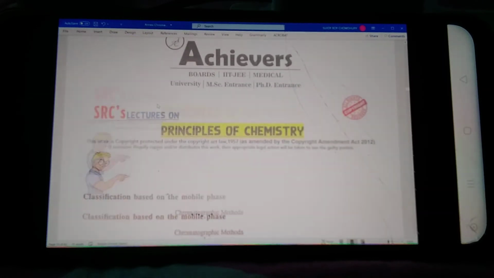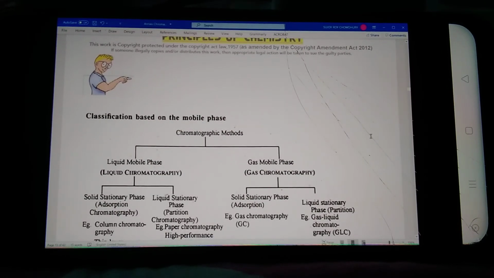Now let me focus on the reverse angle, with respect to the mobile phase. In the mobile phase, there can be a liquid mobile phase and a gas mobile phase, as a solid cannot be a mobile phase. So the classification is in two ways: the liquid mobile phase has the general name liquid chromatography, and the gas mobile phase has the general name gas chromatography.